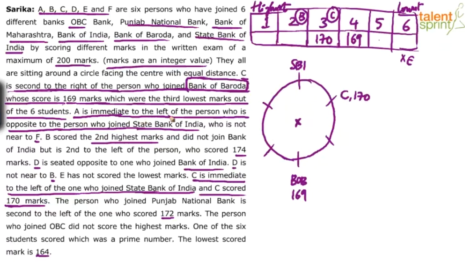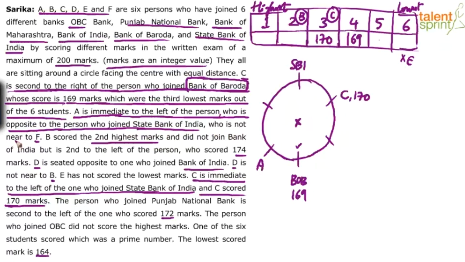So A is immediate to the left of the person who is opposite to SBI. Opposite to SBI is this. A is on the immediate left of this person. You understand? This person is opposite of SBI. Immediate left is what? Left is clockwise. Immediate left is this one. A. So A comes here. So opposite to SBI, immediate left is A.